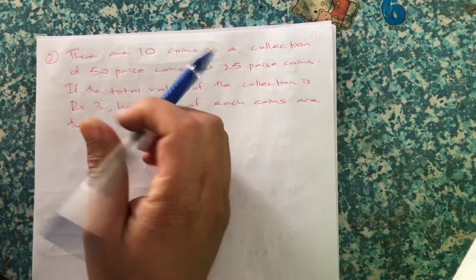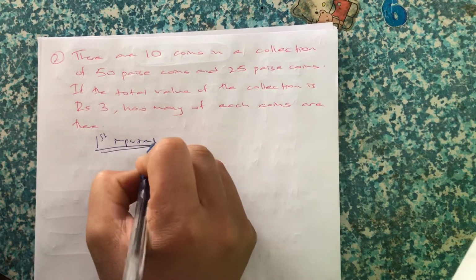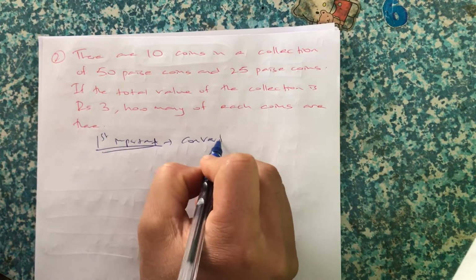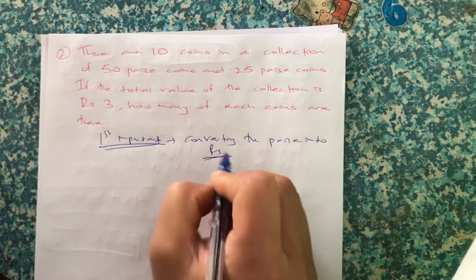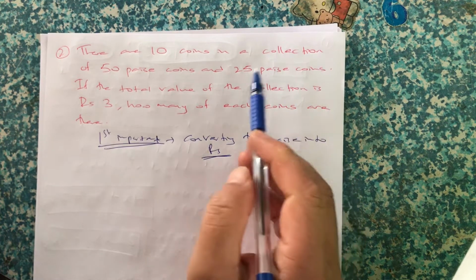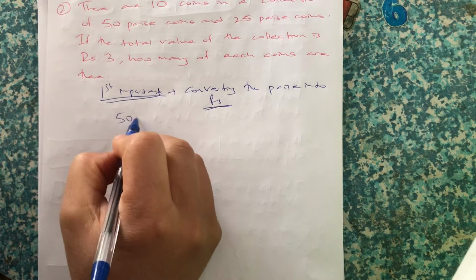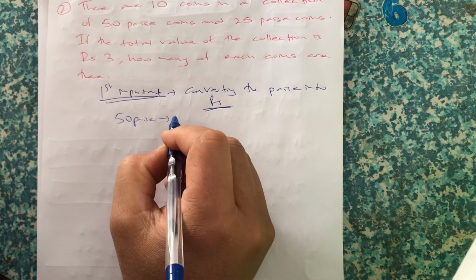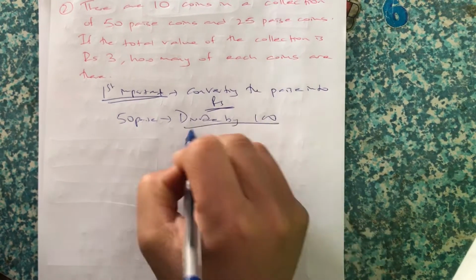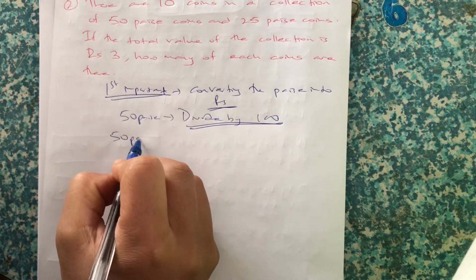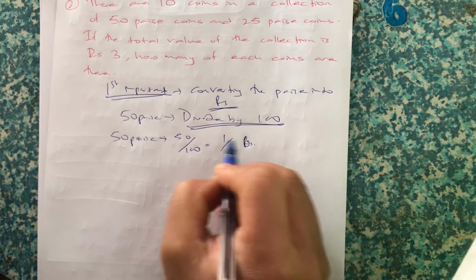Okay, so the first important thing in this kind of question on coins is you'll have to start converting the paise into rupees. You cannot just take 50 paise or 25 paise in the equation. I need to convert them into rupees. To convert any paise into rupees, I have to divide by 100. So 50 paise becomes 50 by 100, which I write as half rupees, or rupees half.